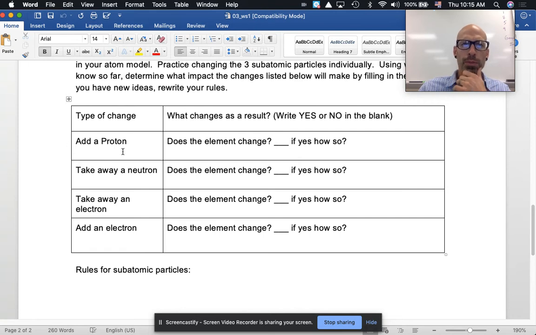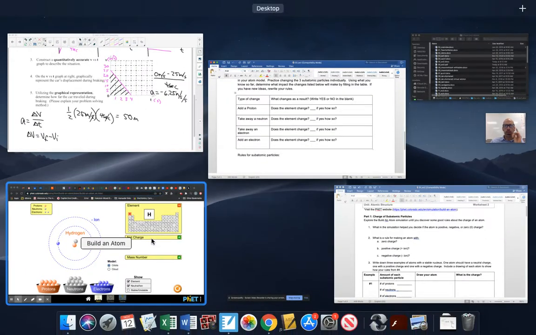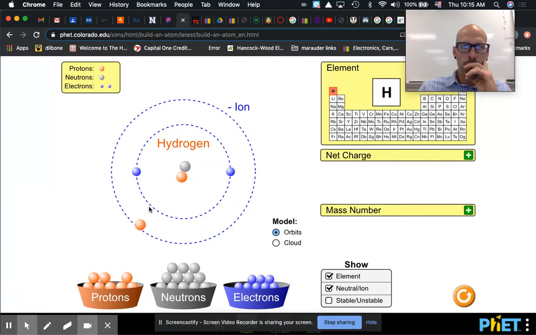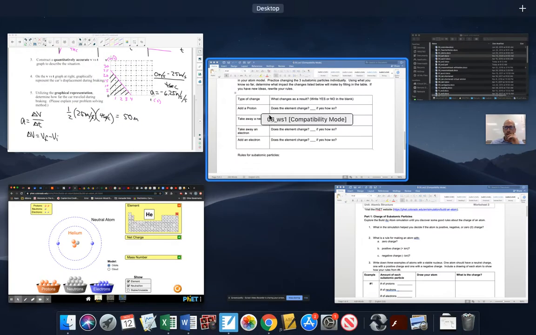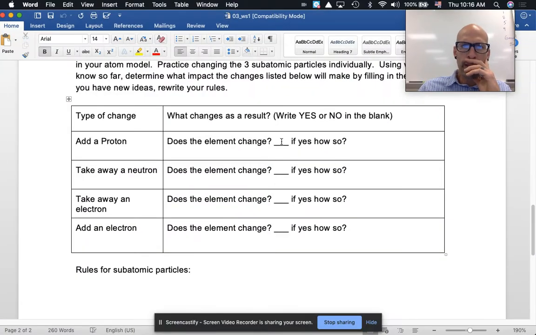So if you add a proton, does the element change? If I add a proton, did the element change? Yes, it changed to a different element. It is now helium. It was hydrogen. So when I add a proton, does the element change? Yes. If so, how? The name changes. It's a completely different element.